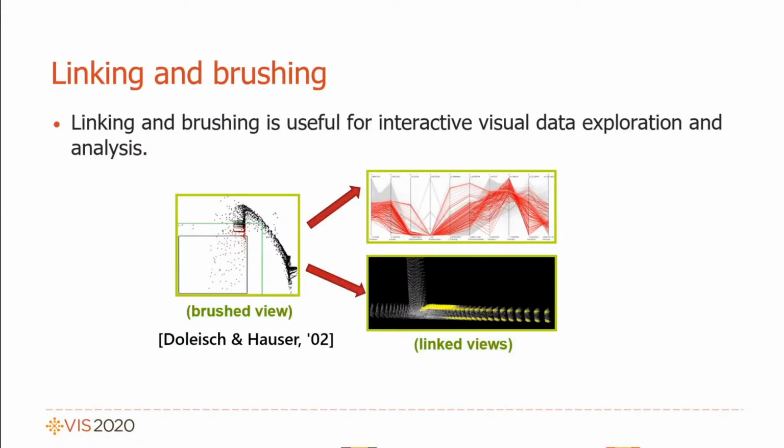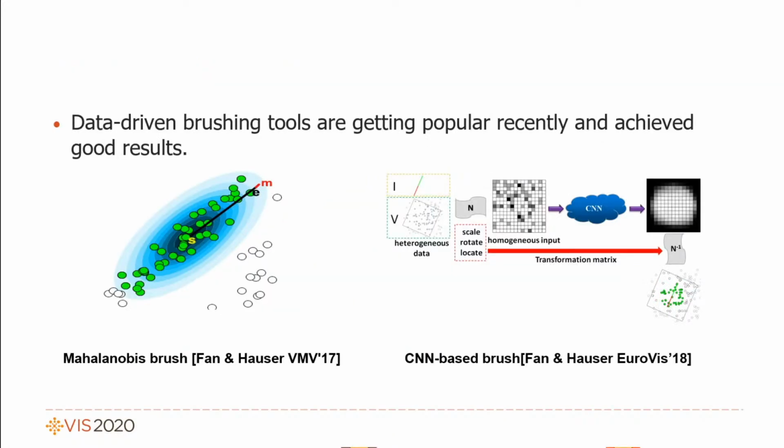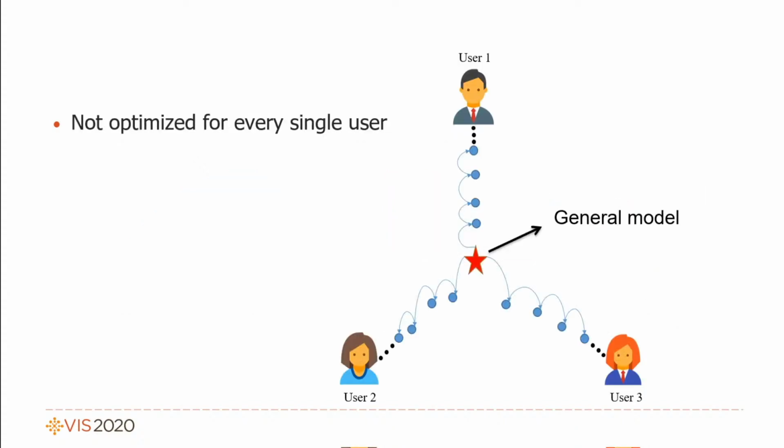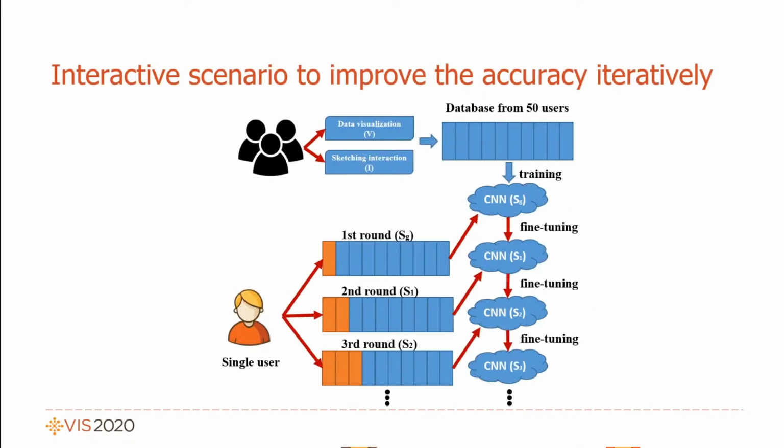Linking and brushing is very useful for interactive visual data exploration. Data-driven brushing tools are getting popular recently and achieve good results, for example the Mahalanobis-based brush and the CNN-based brush. However, these brushing tools are optimized by the data from a large number of users, which are not suitable for everyone. In this paper, we introduce an adaptive brush model which takes the user in the loop to improve the brushing accuracy.